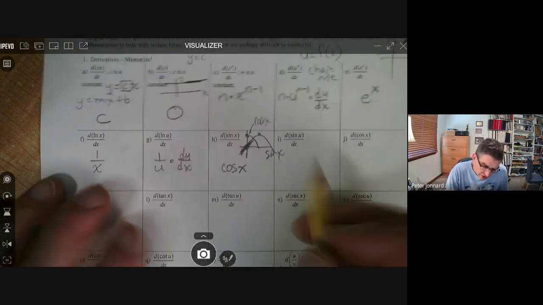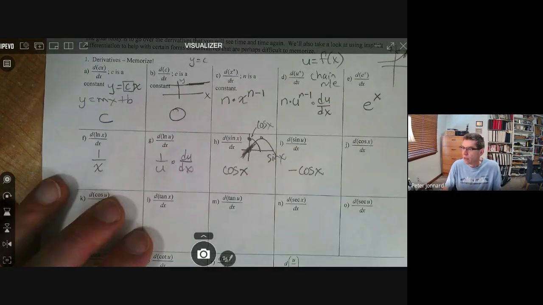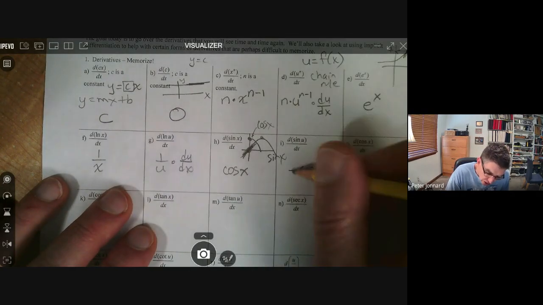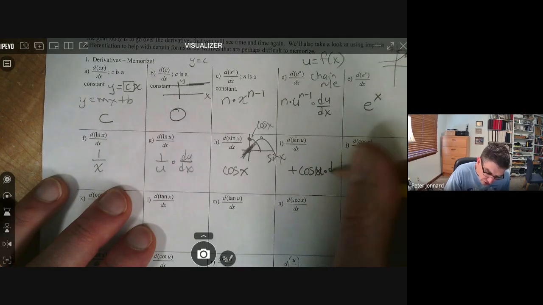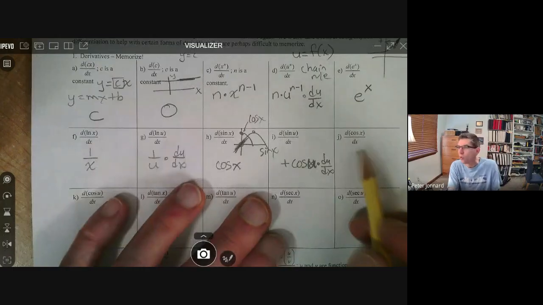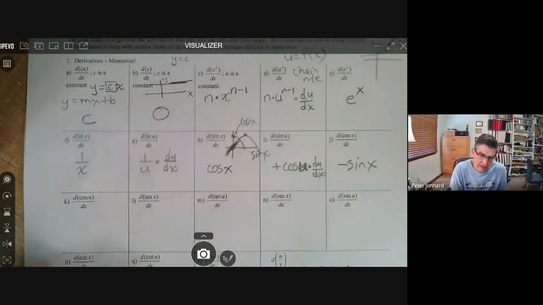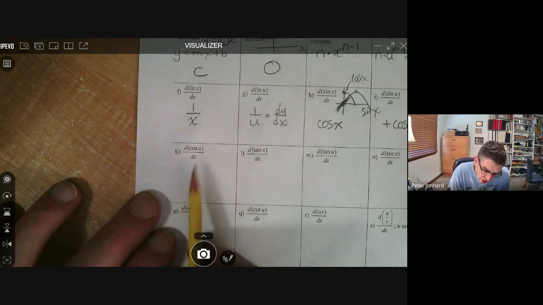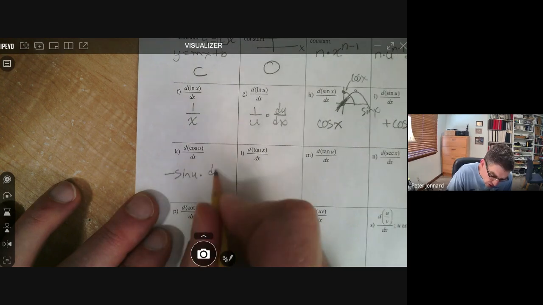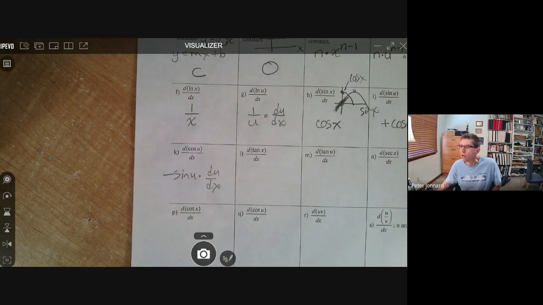Okay, so the derivative of the sine with the chain rule is the cosine of u times du over dx. Sorry, I thought it was asking me for the derivative of the cosine, which is minus the sine of x. And then this one has the chain rule in it. So the derivative of the cosine of u would be minus the sine of u, times du over dx.